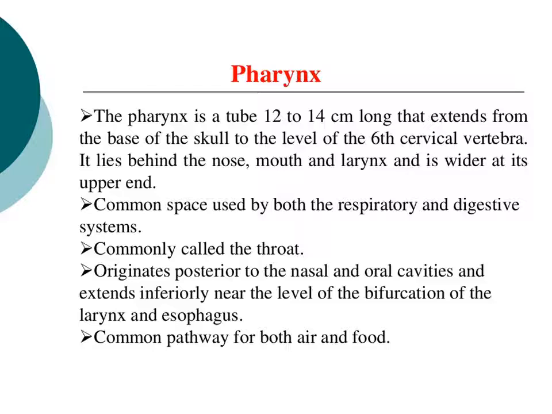Pharynx. The pharynx is a tube 12 to 14 cm long that extends from the base of the skull to the level of the sixth cervical vertebra. It lies behind the nose, mouth and larynx and is wider at its upper end. It is a common space used by both the respiratory and digestive systems, commonly called the throat. It originates posterior to the nasal and oral cavities and extends inferiorly near the level of bifurcation of the larynx and esophagus. Common pathway for both air and food.